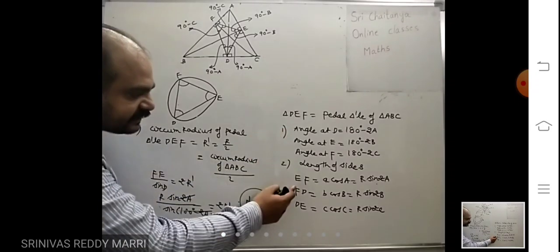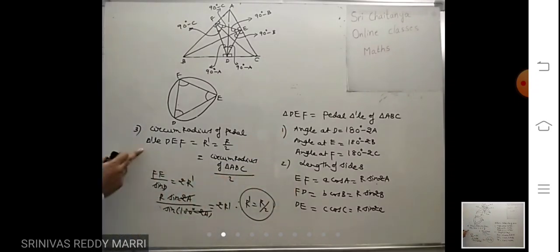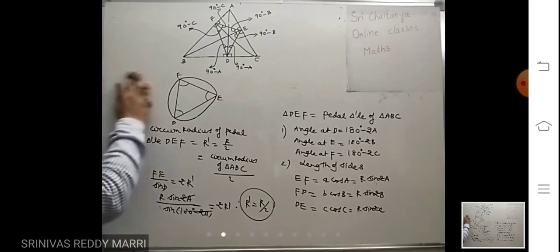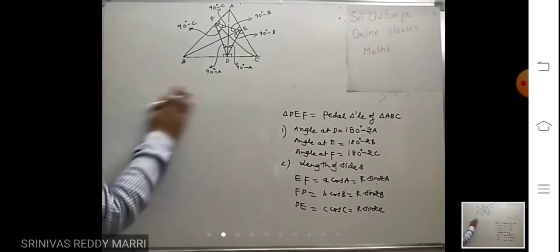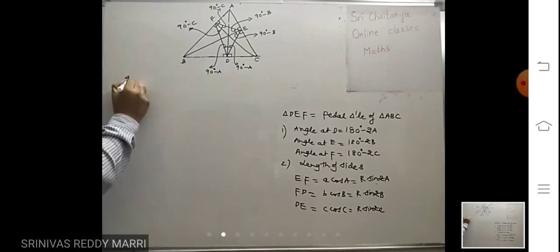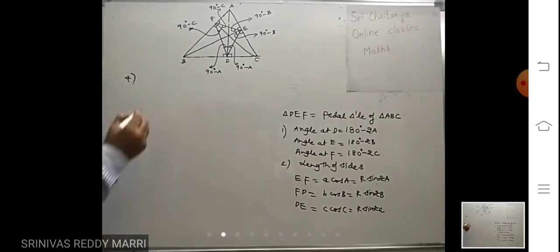So these angles, these sides, and then the circumradius: these three you remember carefully. Now the fourth point. Look at it.